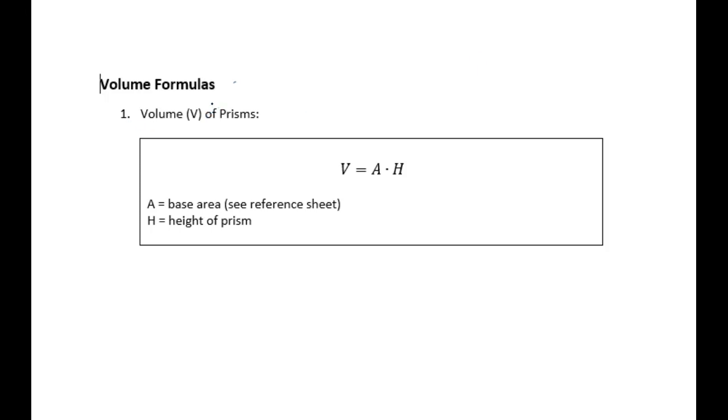So volume of prisms. Remember the definition of a prism was that it had two common faces that were both the same and was the same throughout that particular shape. If you have a prism, the volume is area times height, where A is the base area, where we can go into our formulas, and H is the height of the prism.